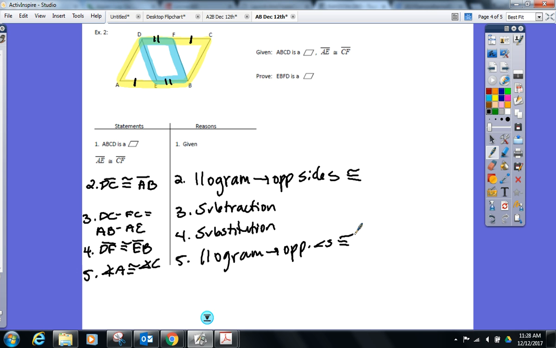Okay. And anybody else see any more sides or angles to get them congruent? Hi, Amy. Oh. Yep, might as well just add that in step 2 so we don't have to rewrite it again. DA and CB are congruent. Yep.